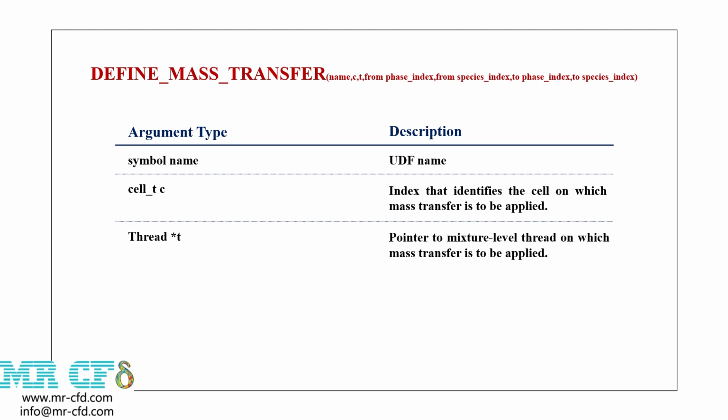This macro is represented using several arguments. The first argument indicates the name of the desired function. The second one represents the cell index, and the third argument points to the cell thread associated with the mixed flow that the desired function should be applied to.